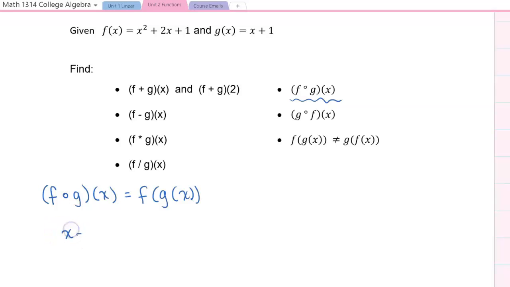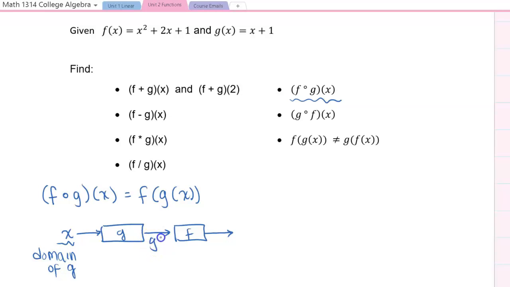What this means is that we're going to get a value of x and plug it into our g function, and whatever comes out will be plugged into our f function, and whatever comes out of there is going to be our answer. I'm showing this with the use of function boxes. Thus, we need to realize that the very first thing we plug into our g function is some x value that is in the domain of g.